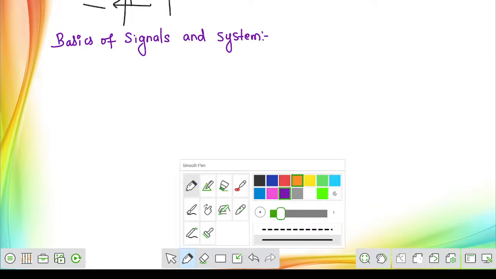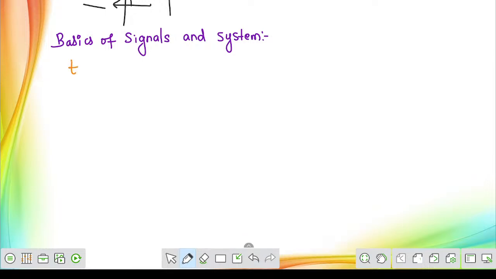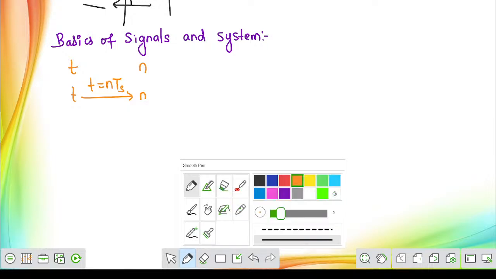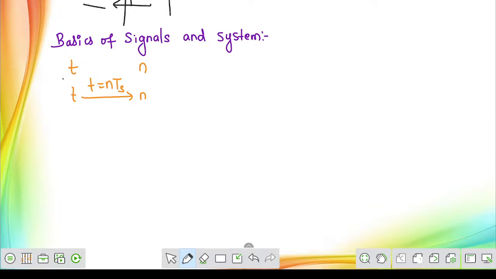How do we represent all these things? If you are in the continuous domain, it will be represented by t. If you are in the discrete domain, it will be represented by n. If you are converting any signal from continuous domain to discrete domain, then you will have to replace t by n times the sampling time period Ts. This is the process of converting a signal from continuous time domain to discrete time domain. That you must remember. This is a little bit important. A direct question will be asked.